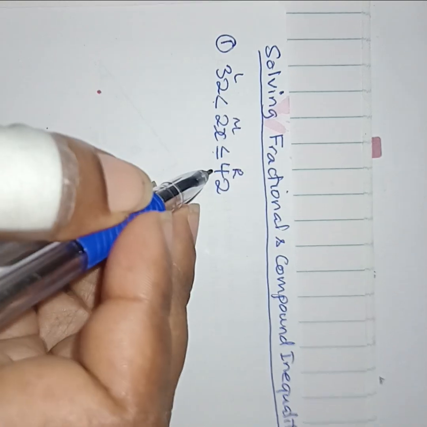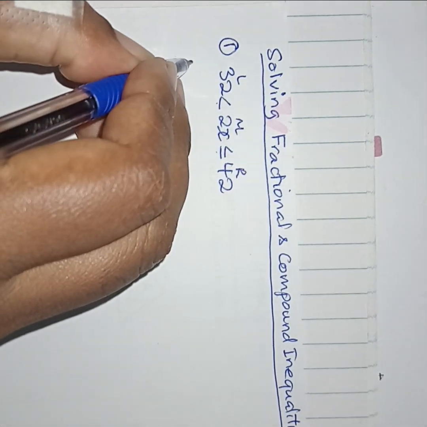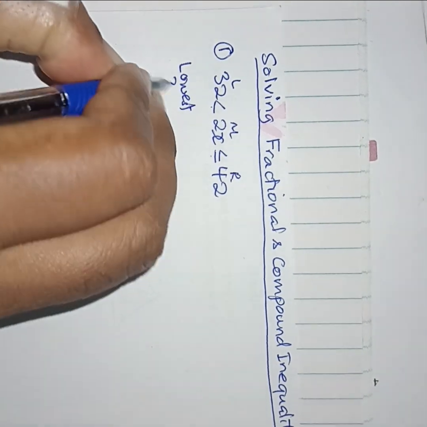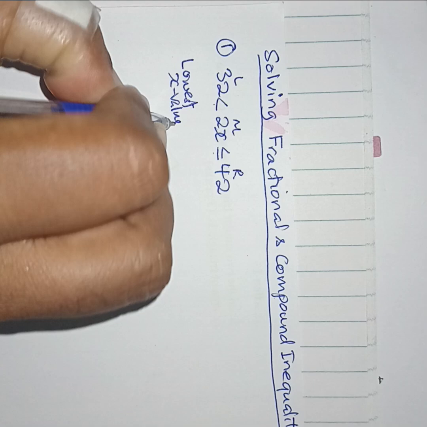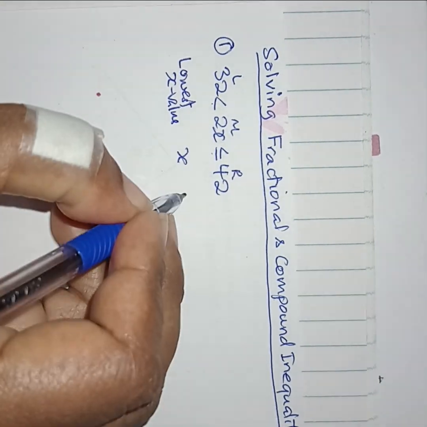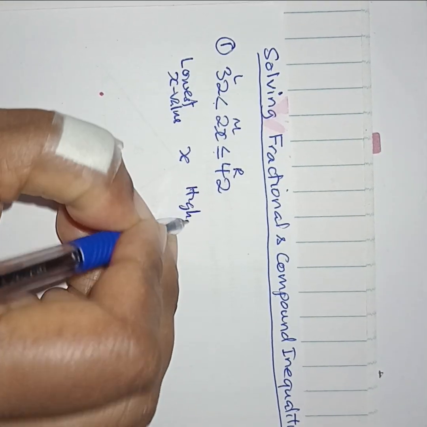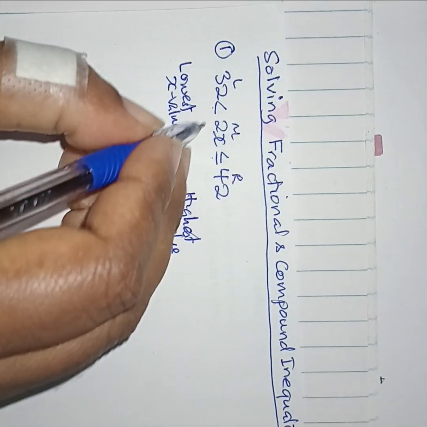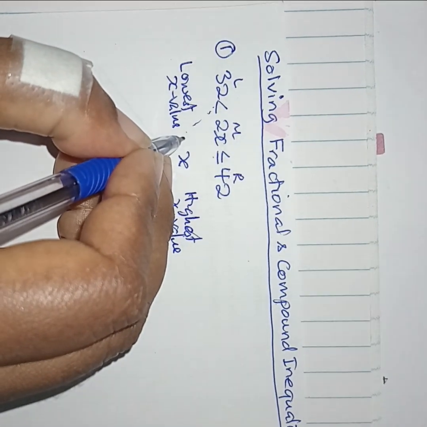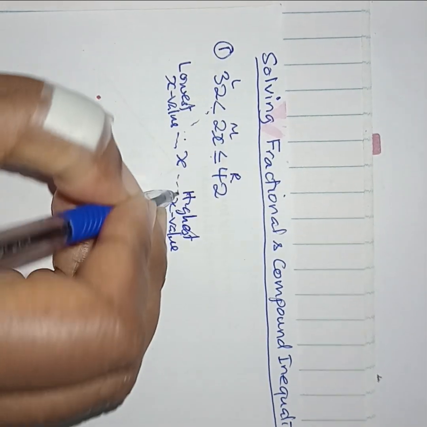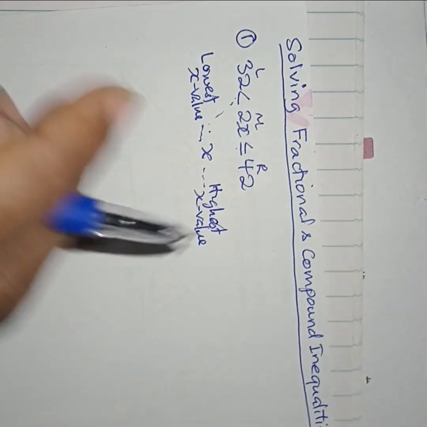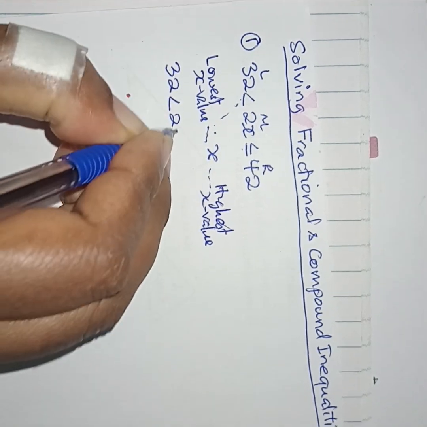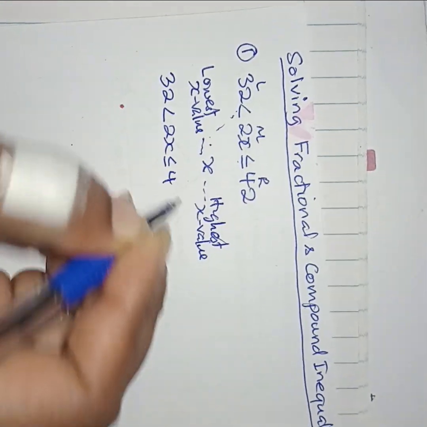Now in compound inequalities, our solution should come in this format. We have the lowest x value on the left, x in the middle, and the highest x value on the right. And in between, we leave our inequality signs. Okay, let's get solving. 32 less than 2x is less than or equal to 42.